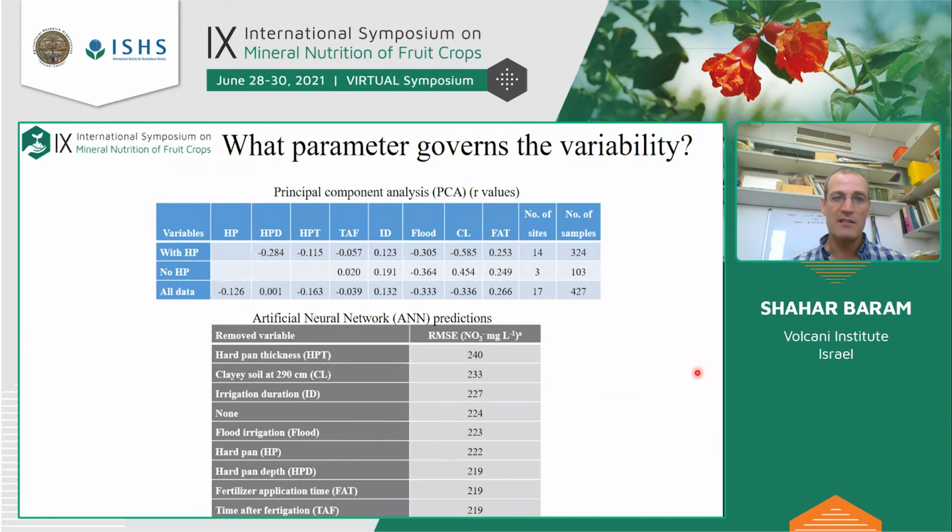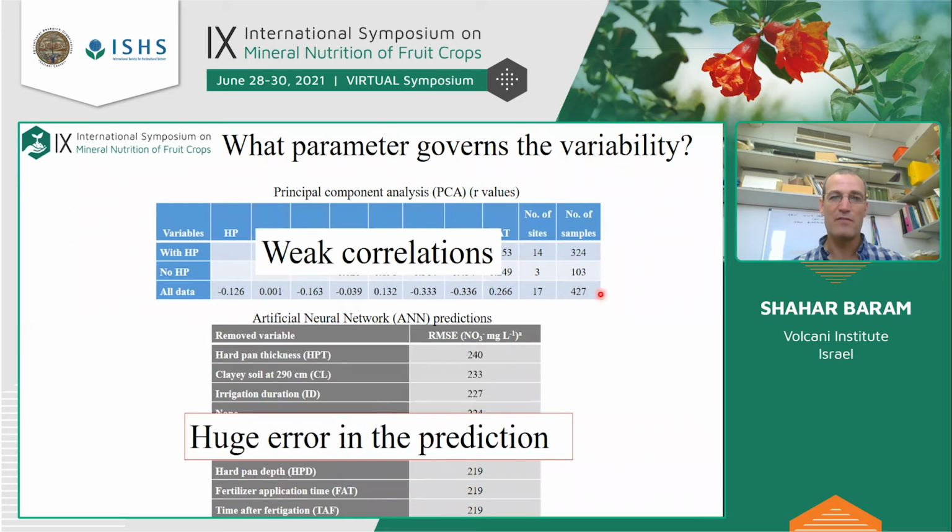We tried using different statistics, like principal component analysis and artificial neural network, to predict what factor affected the leakiness below: whether there was hard pan, whether there was clay, how long the irrigation was, whether there was flood irrigation, and so on and so forth. Overall, we found very weak correlation and huge errors in predictions using the artificial neural network. Basically, we couldn't find one variable that could explain the huge variabilities that we saw in the orchard, as you've seen before.